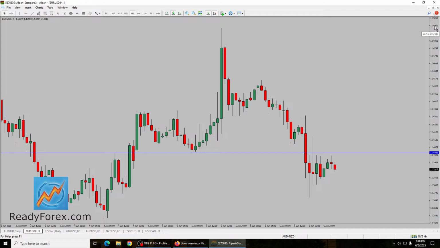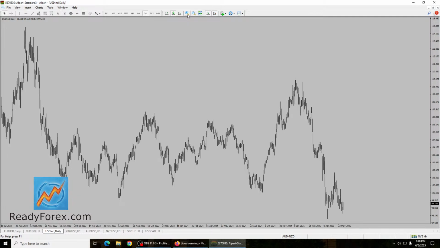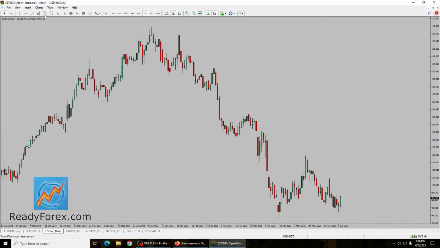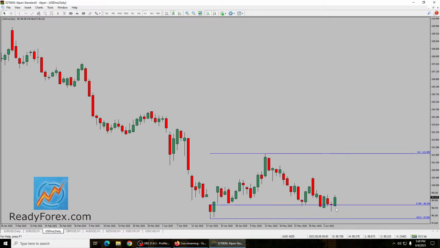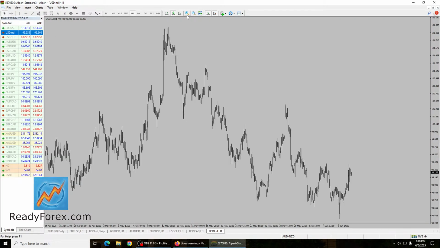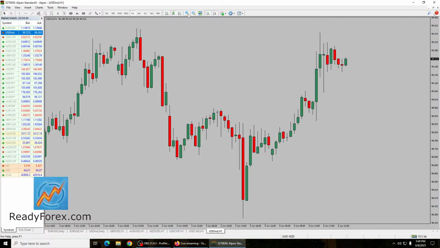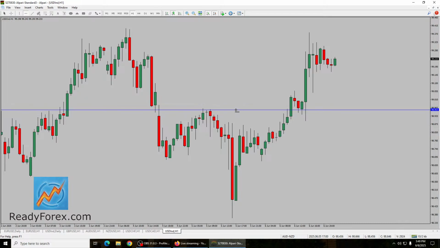So we will see how it goes, and let's go over to the United States dollar index. This is the daily time frame, and if we apply the Fibonacci retracement level, you will notice that price action did hit the 0.786 area right over here. The US dollar index is more likely going to rise more.